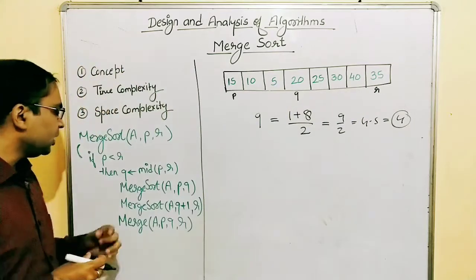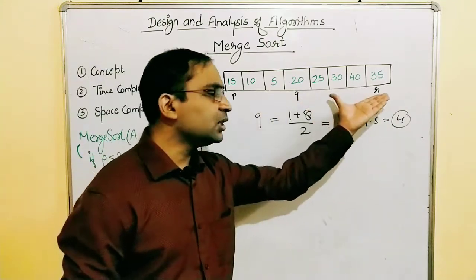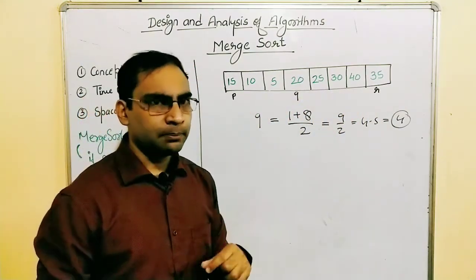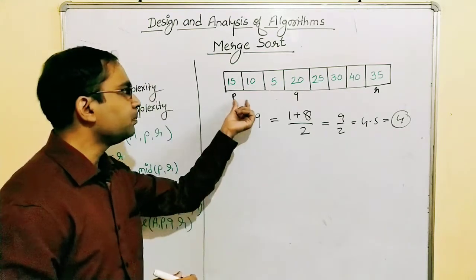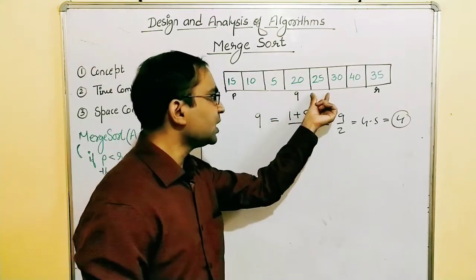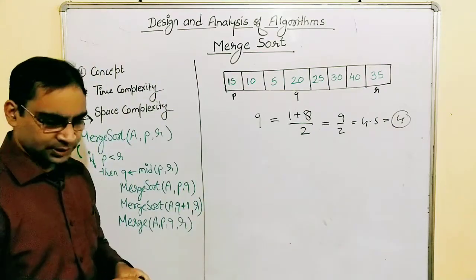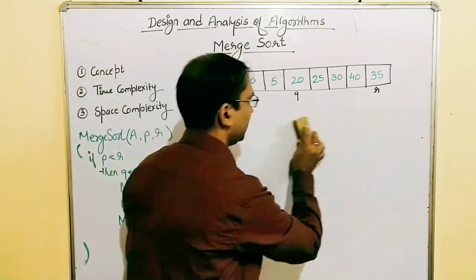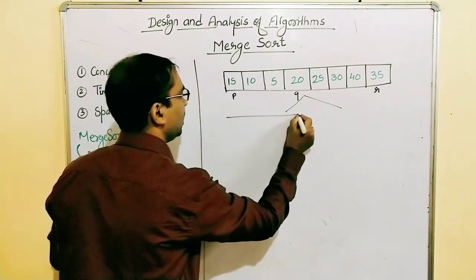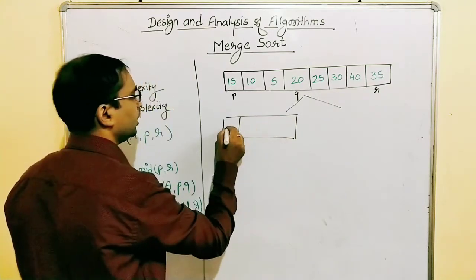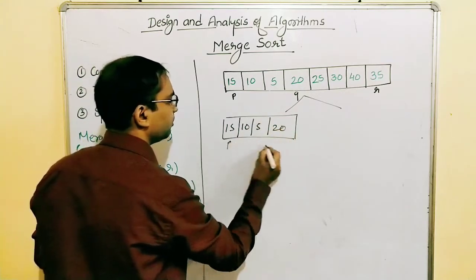In the first step we find the mid element, and then we divide this larger list into two smaller subparts. What will these two subparts be? One from P to Q and the other from Q plus 1 to R. So this will be subdivided into two smaller sublists. One is from P to Q, that is with 15, 10, 5 and 20.